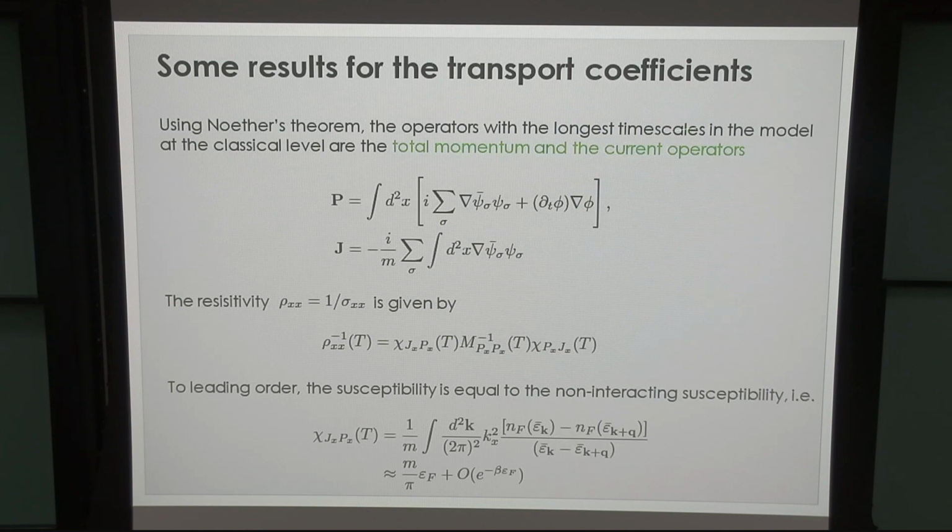Using Noether's theorem, the operators with the longest time scales are the total momentum and the current operator, P and J. This is related to the fact that initially the system is translationally invariant, and it is also invariant under U(1) symmetry, so charge symmetry. And from that, we can calculate the resistivity of the system, which is given by this here. To leading order, the susceptibility is equal to the non-interacting susceptibility. So this contribution here has no temperature dependence, so the only temperature dependence will come from the memory matrix itself.